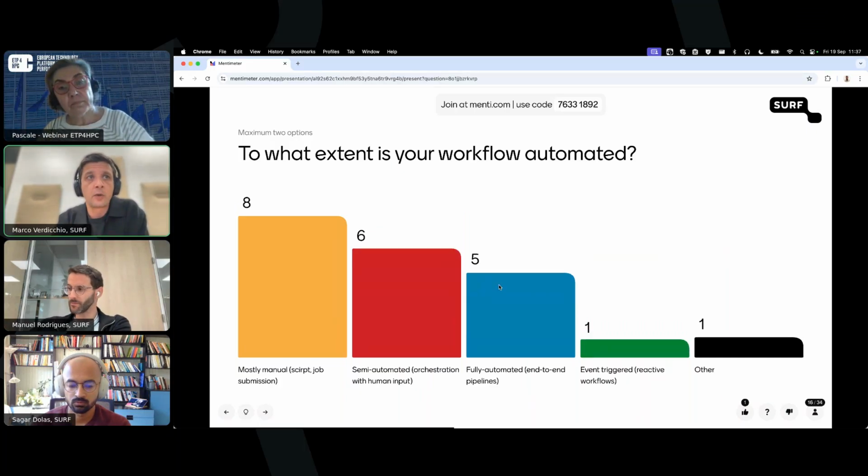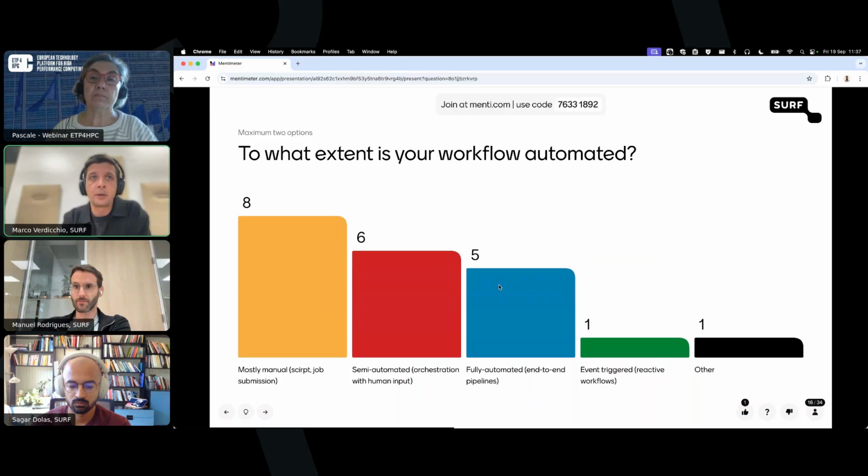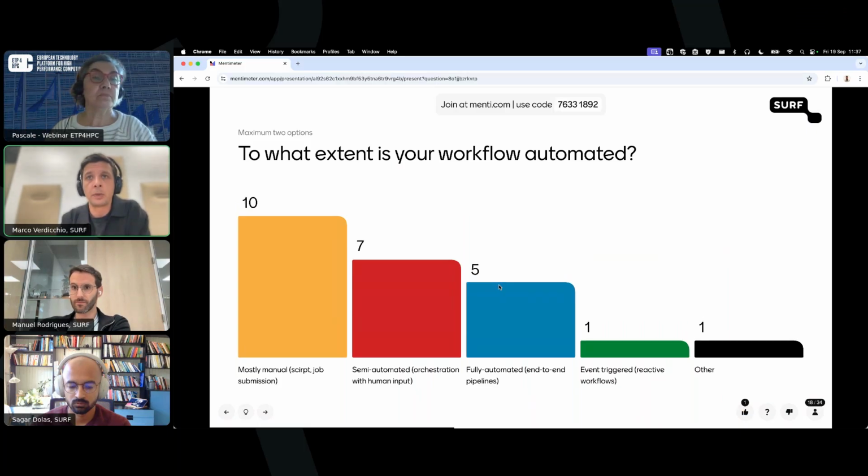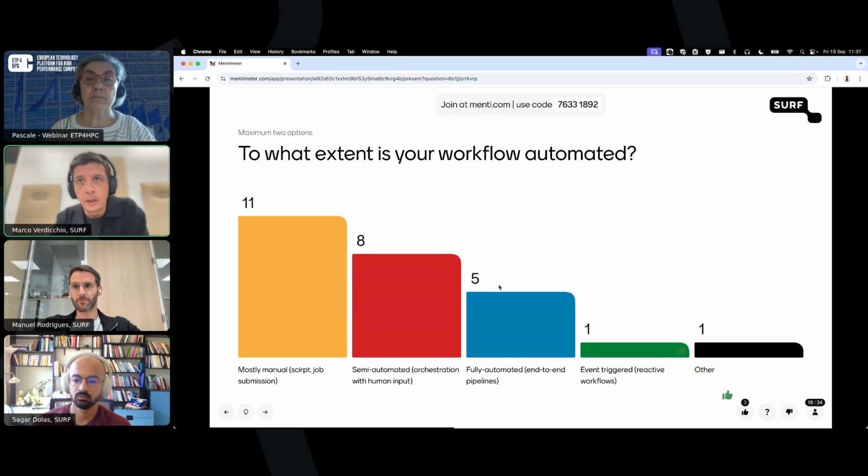We added the options, of course: mostly manual, semi-automated, fully automated. We also added the option of event-triggered, so reactive workflows that are not started by a user, but triggered by events or, in many cases, instruments.